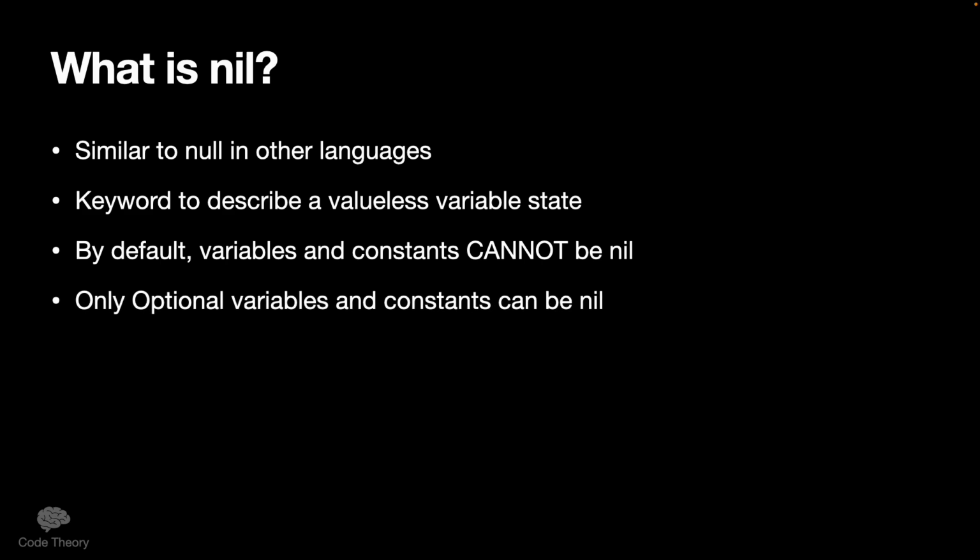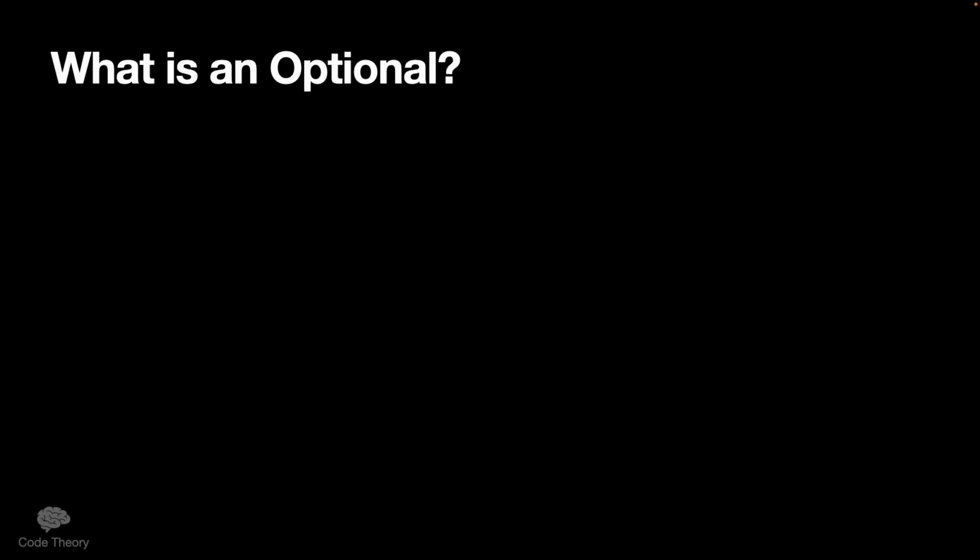And that is that only optional variables and constants can be nil. As I said, by default, normal variables and constants cannot be nil, and things called optional variables and constants can be nil. And that is the main distinguishing concept between an optional variable or constant and a regular variable or constant. So let's talk about optional.